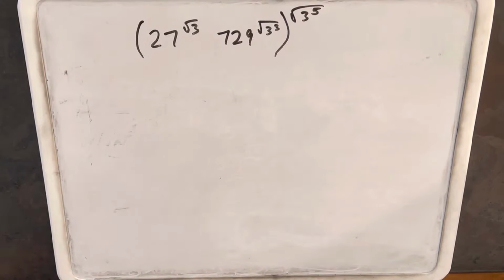Hi, so I have this problem on the board that looks a little scary. We have radicals and exponents on the radicals and all kinds of stuff happening. So let's get started and see how we simplify this.